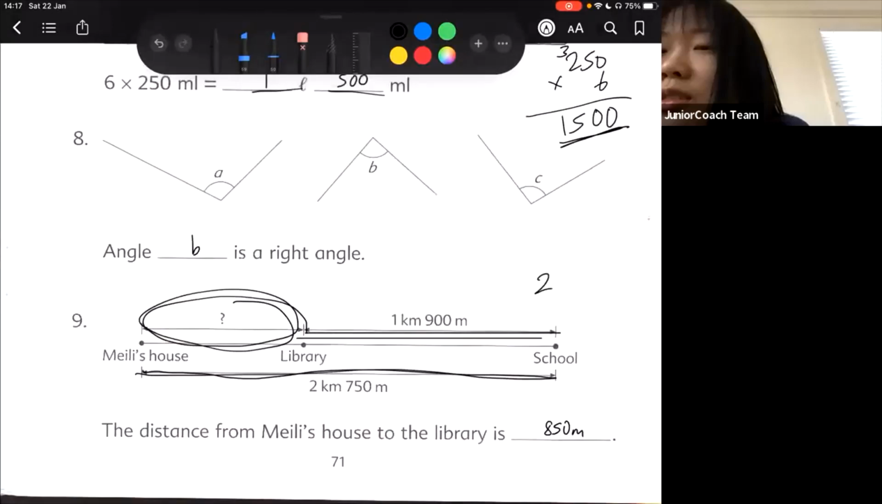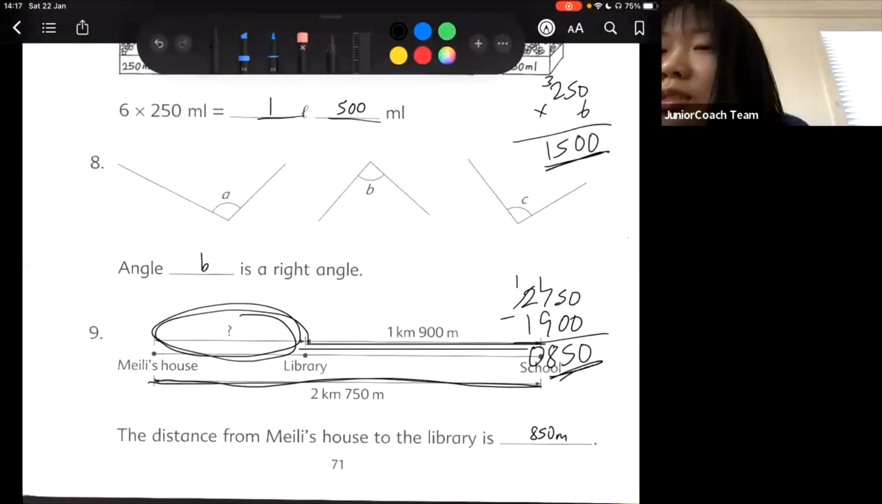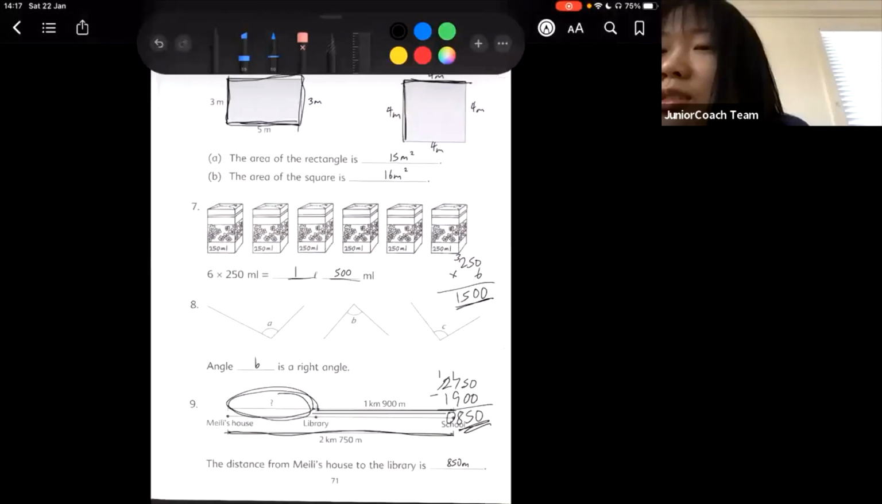We can convert it first to all meters. 0, 5 minus 0 is 5, 7 minus 9, we can't do that, so we have to change it to 17. 17 minus 9 is 8, and 1 minus 1 is 0. So the answer is 850 meters.